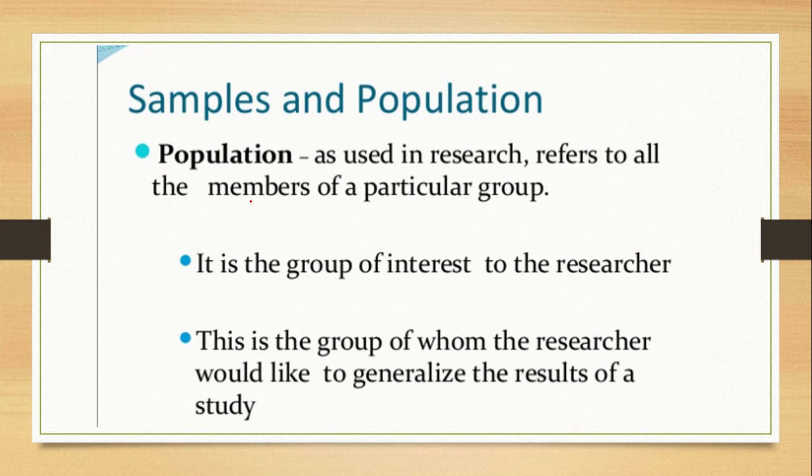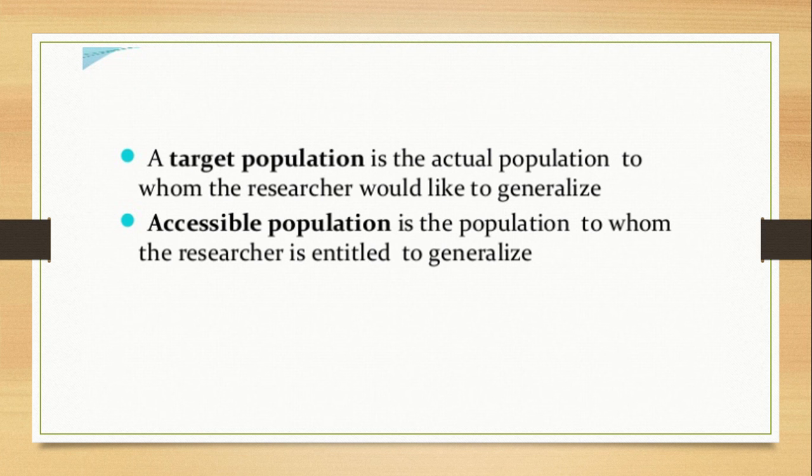So samples and population. Population, as used in research, refers to all members of a particular group. It is the group of interest to the researcher, the group to whom the researcher would like to generalize the result of a study. Okay, so that's what we call samples and populations. A target population is the actual population to whom the researcher would like to generalize. Accessible population is the population to whom the researcher is entitled to generalize. So you have to remember these terms also, class.